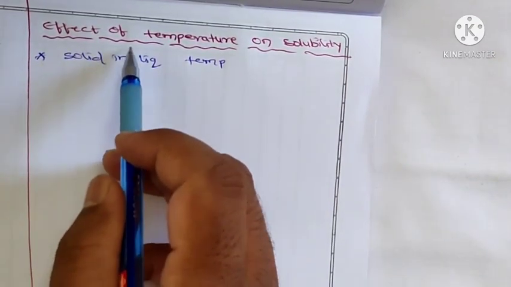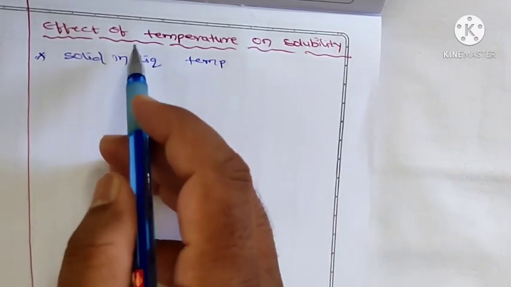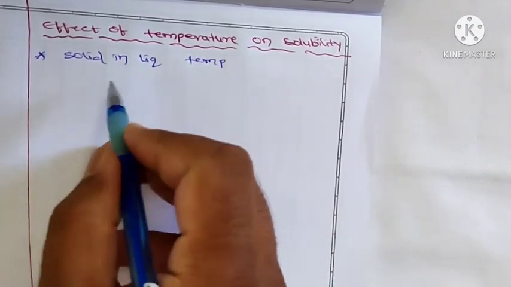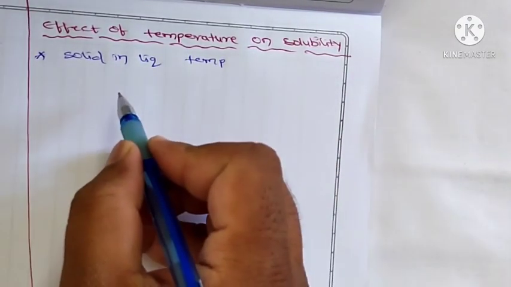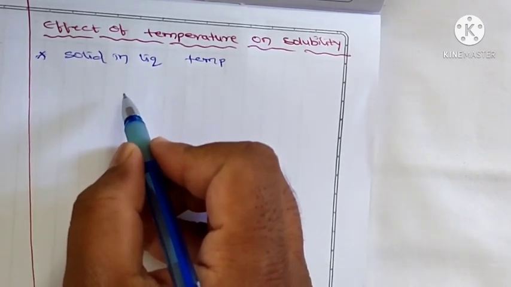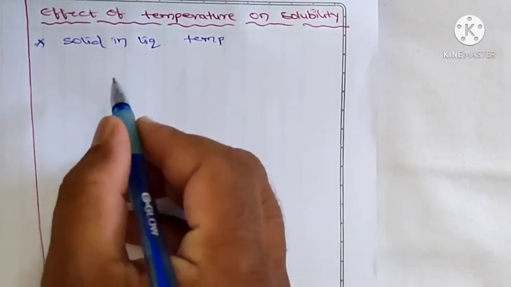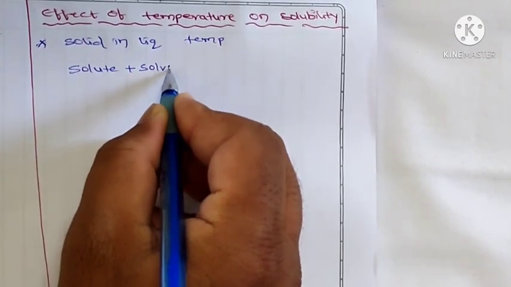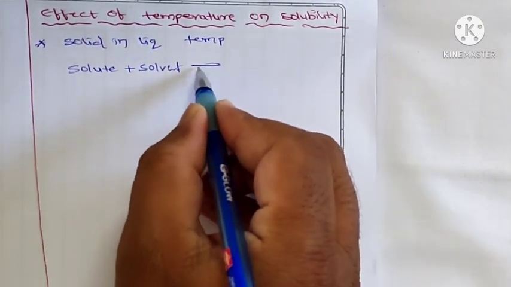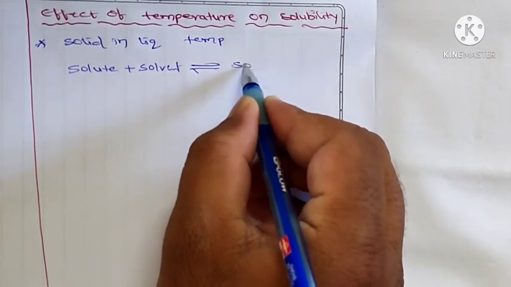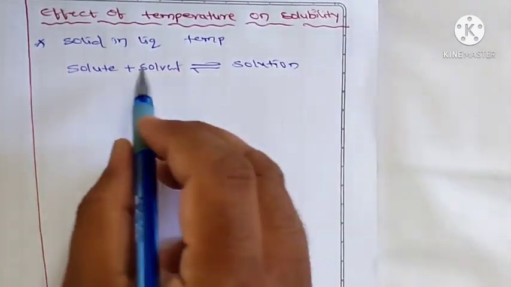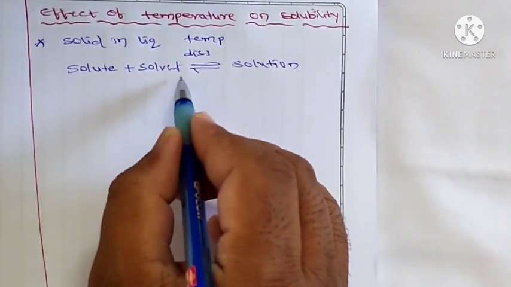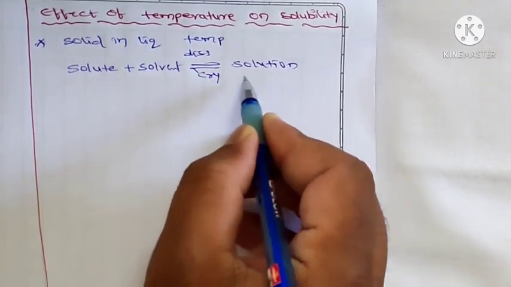And next one, effect of temperature on solubility. The solubility of a solid in liquid is affected by the temperature. So if you consider the dynamic equilibrium, solute plus solvent gives rise to solution. Here the forward process is called dissolution and the backward process is called crystallization.